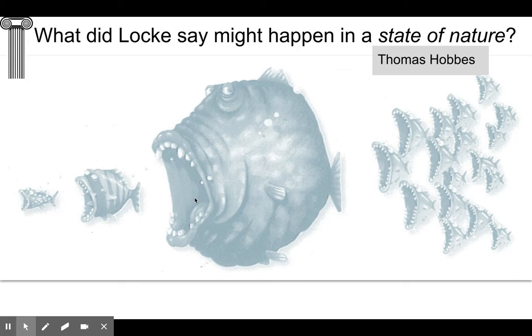What did Locke say might happen in a state of nature? This actual background image kind of demonstrates that the strong are going to bully the weak or small, but then eventually the small will team up and pick on the larger fish in this case. And then it's just going to be a vicious cycle.